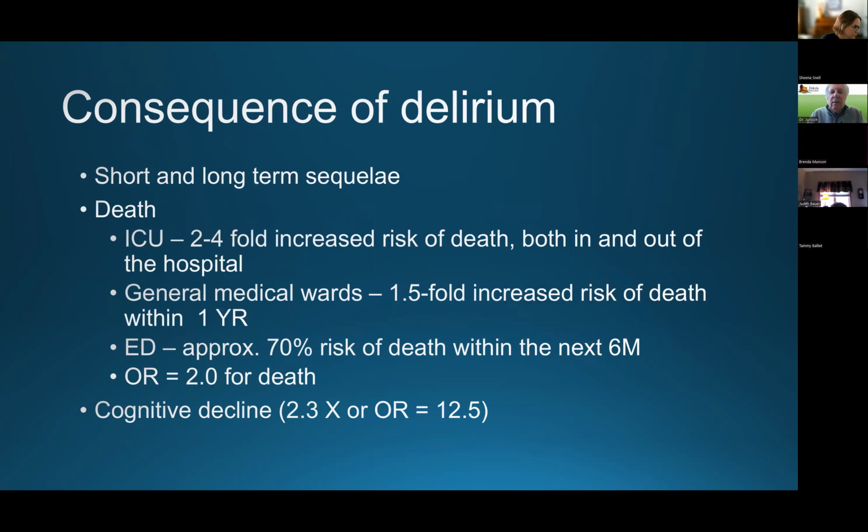So there are consequences of developing delirium. So that's why we want to try to prevent it. There's both short and long-term sequelae. The worst, obviously, is death, related to delirium. So people in the intensive care unit have anywhere from 2- to 4-fold increase in death.